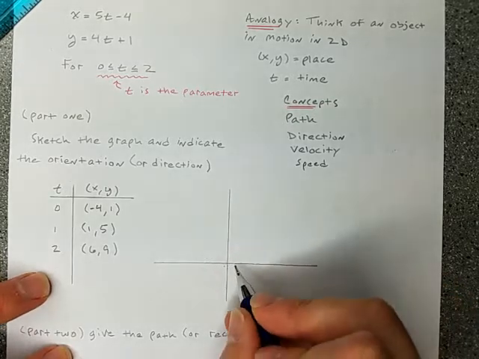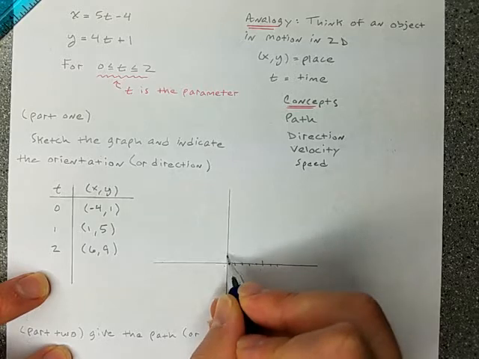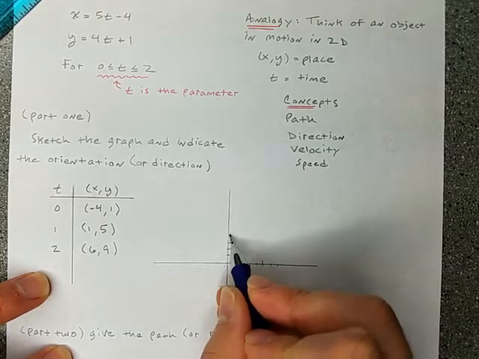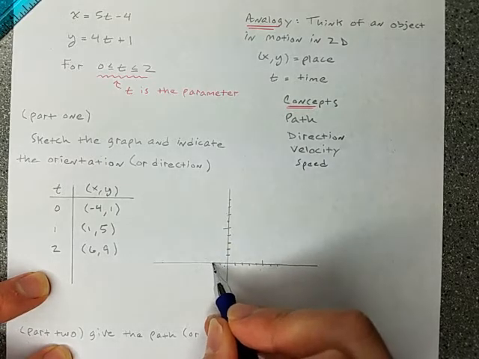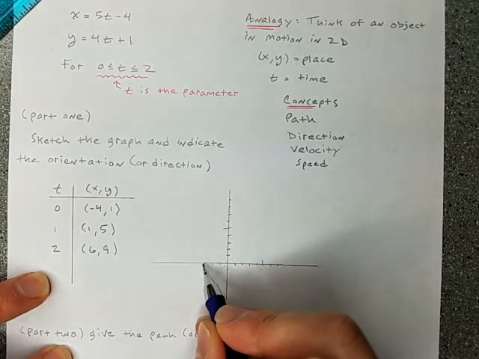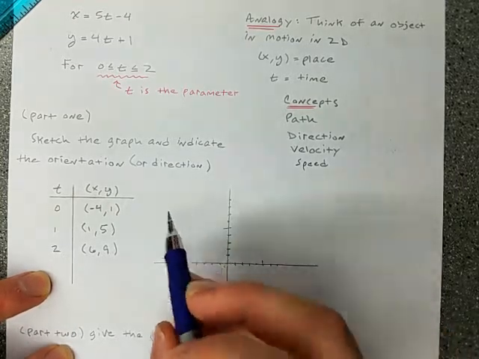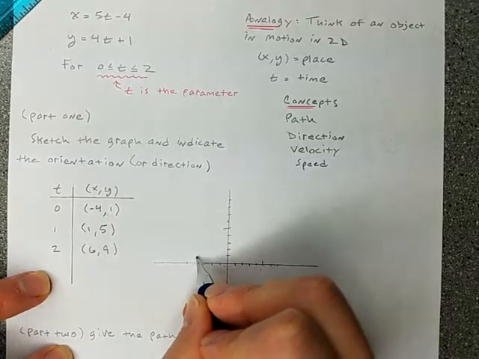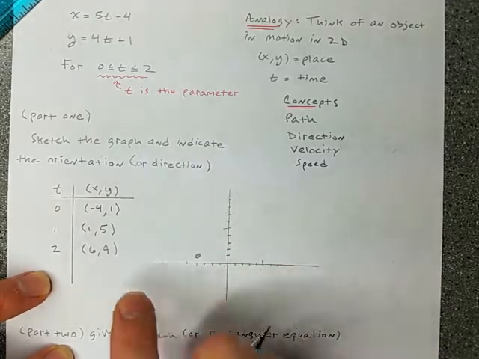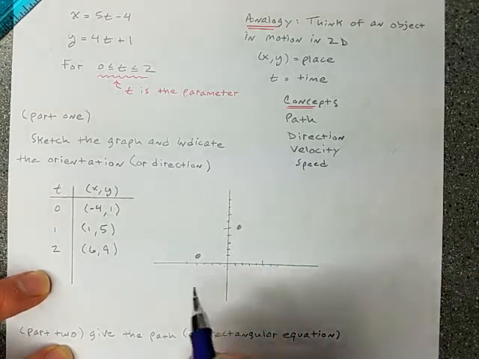So let's see here. I'm going to be careful with my scale. All right, so I think that's enough. Now, first point, -4 and 1. So that'd be left 4 and then up 1. That'll be about right there. Okay. Second point, 1 and 5. That will be about right there. And then third point, 6 and 9.